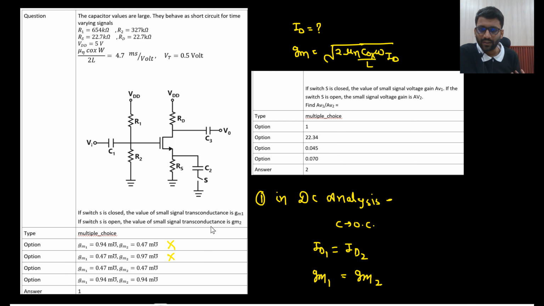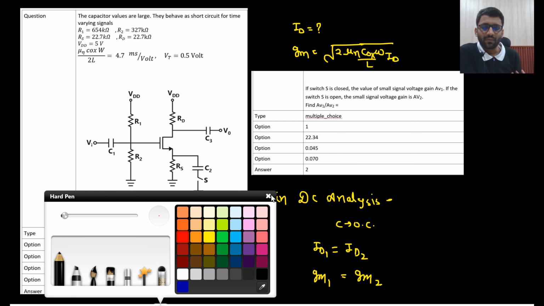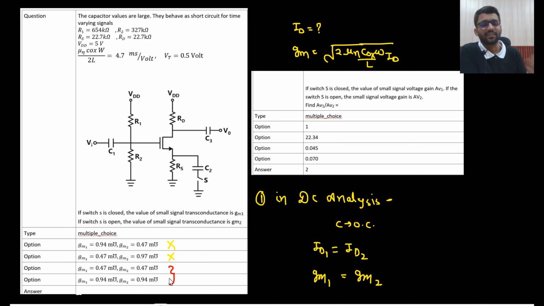This I have already modified. This is wrong. This I have modified now. So now we need to differentiate between these two options. For that you have to do the calculation, and the calculation is a bit complex. I know that.